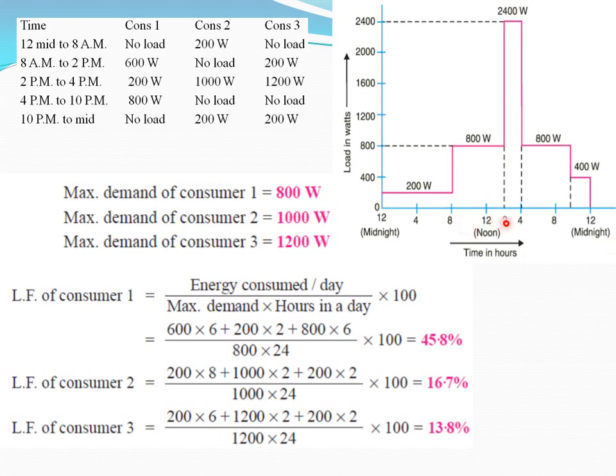And load factor is the ratio of average demand to the maximum demand. In the previous problem, we used the load factor as the ratio of units generated by maximum demand into time. So for whichever is required, based upon the given details in the problem, you have to use the formulas. So you have to memorize all the formulas. All these definitions are very important. Any one of the problems will be coming from unit 1. Concentrate on this.